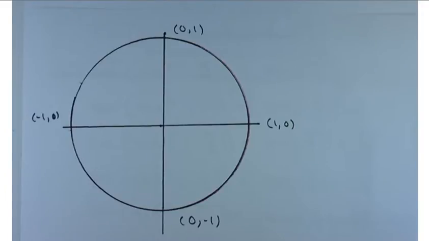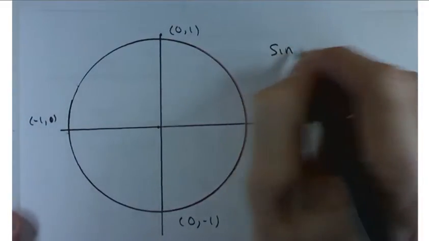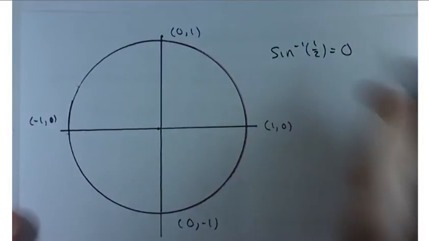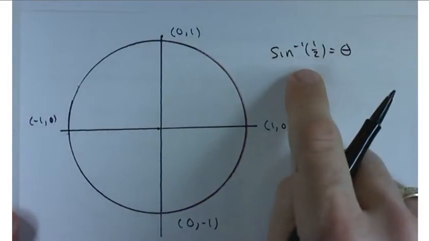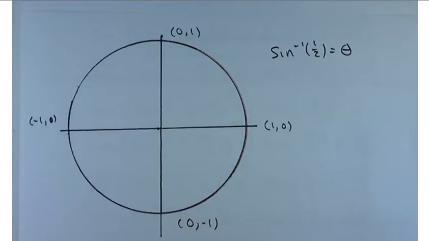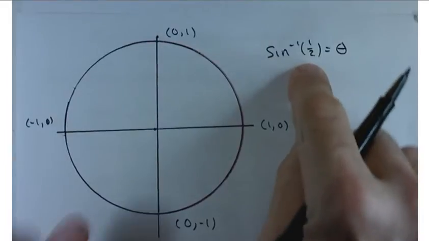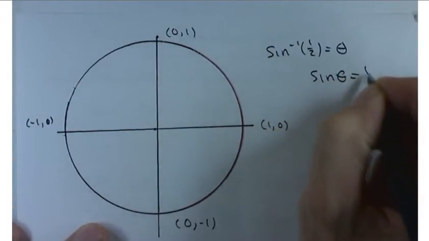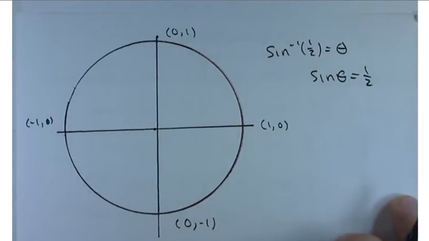A little while ago we looked at this function, the inverse sine of 1/2. The thing to keep in mind about your inverse trig functions is that they're going to give you an angle. Now in this case it's the angle whose sine is 1/2, so that means sine of theta is 1/2.